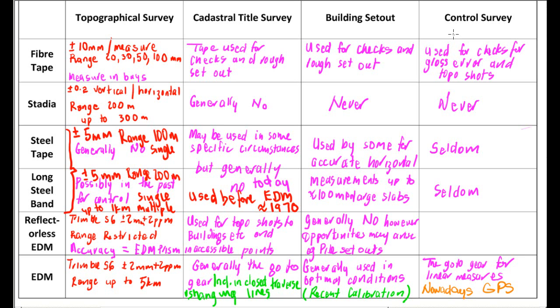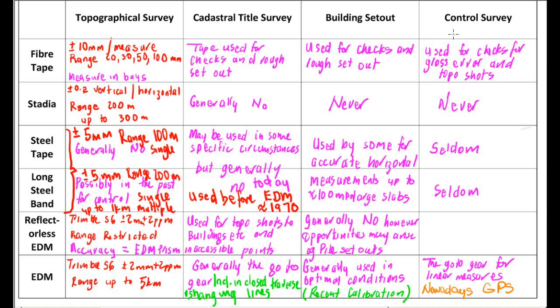For control survey, I put in there seldom. However, if we read through the history of control surveys in New Zealand, we can realise that a lot of them started off from very accurately measured baselines, which were measured using long steel bands, but these were invar bands and measured in very precise situations, some of them taking weeks to actually measure these very accurate baselines, which then formed the basis of triangulation surveys.